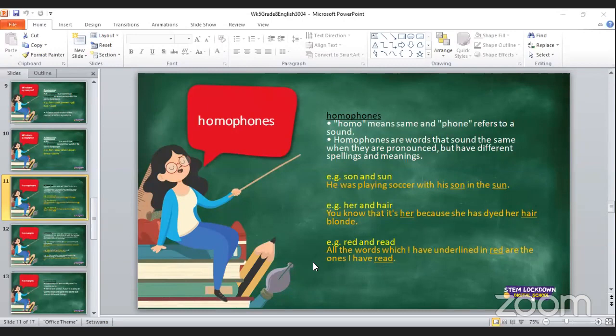Okay, so let us go to our third example. For the third example, we have red and red. The first one is red, the color, and the second one is the past tense of the verb read, right? Here I have used them in a sentence as an example, where all the words I have underlined in red are the ones I have read. Right? So they really do sound the same, right?